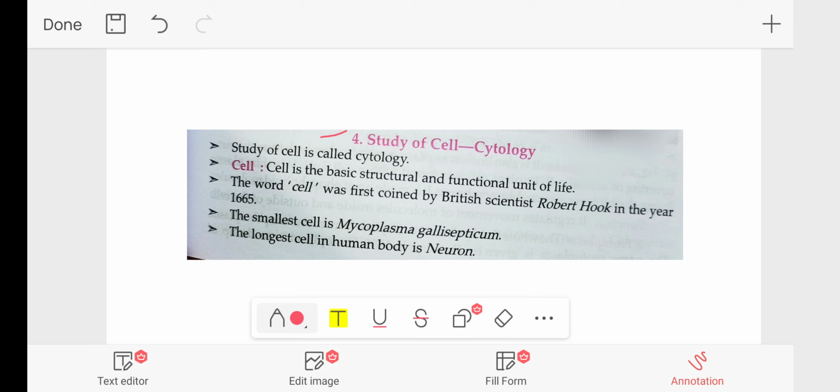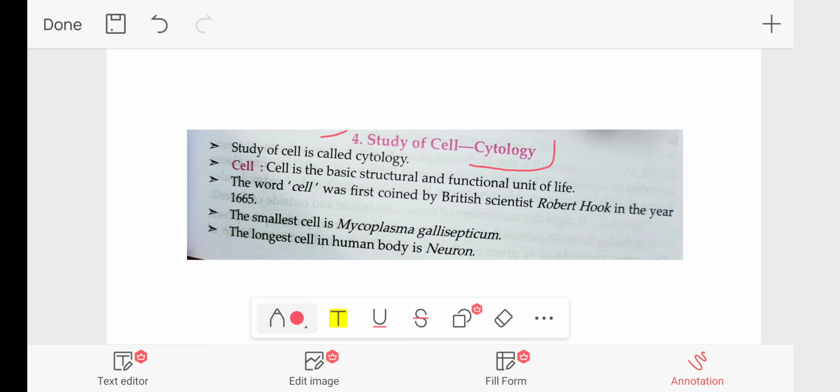Hi friends, in this video we are going to read the biology section of Lucent and the topic today is the study of cell known as cytology. We'll first read the chapter quickly and then we'll solve questions based on it. We'll also see previous year's exam questions.